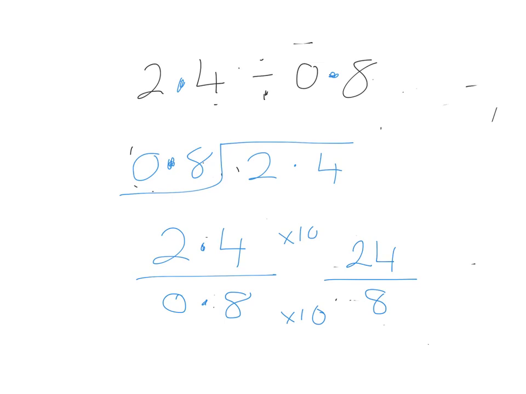And if you weren't sure, you could divide them both by 2. As long as you do the same to both, you get 12 divided by 4, which you know is 3. You could divide by 2 again, which will give you 6 divided by 2. They all give you the answer 3. So 2.4 divided by 0.8 is the whole number 3. Isn't maths wonderful? 3 equals 3.